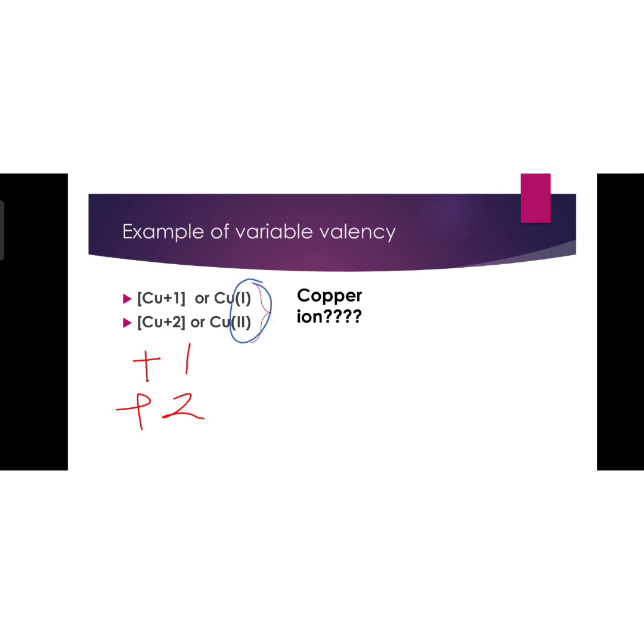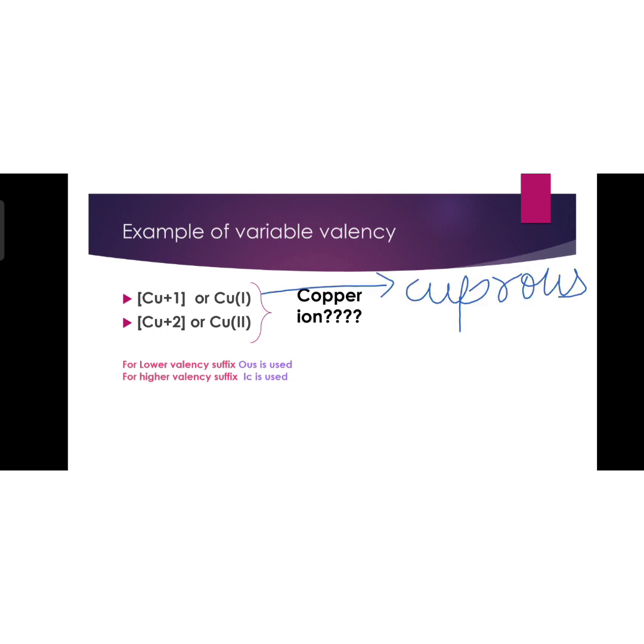Now, copper shows two valencies. Out of these two valencies, which one is the copper ion? It is not easy to answer. Therefore, for elements which show variable valency, we use a system of nomenclature. That is, the element with the lower valency gets the suffix -ous. Hence, copper plus 1 is called cuprous, and the element with the higher valency gets the suffix -ic. Hence, copper plus 2 is called cupric.